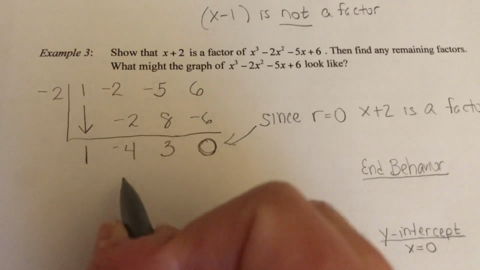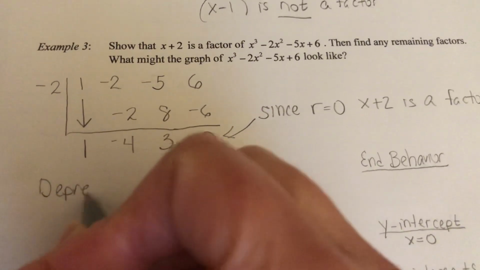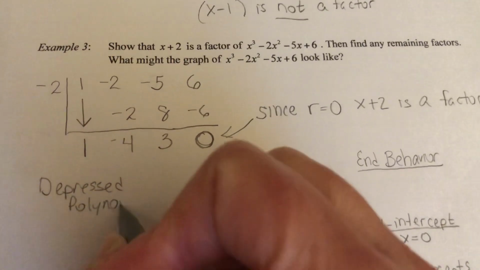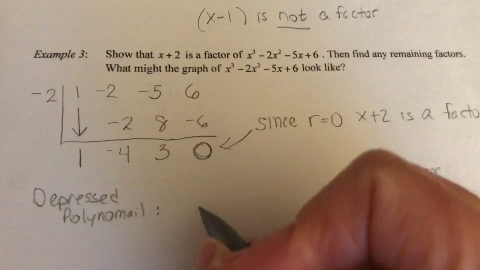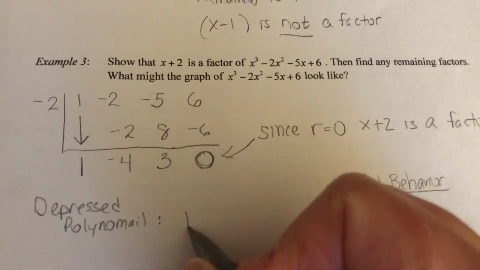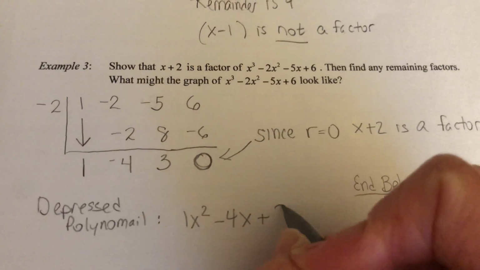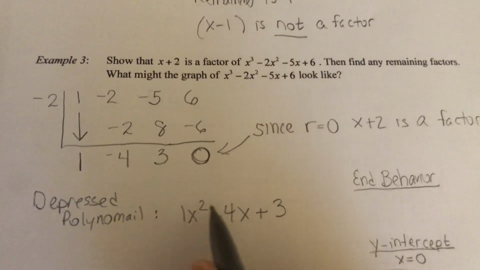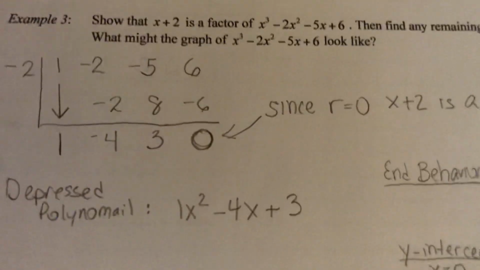Now, what we're going to do is we're going to learn something new called a depressed polynomial. Your depressed polynomial is the result here when you have your factor. So it's going to be 1x to the second minus 4x plus 3. So again, this is our depressed polynomial.